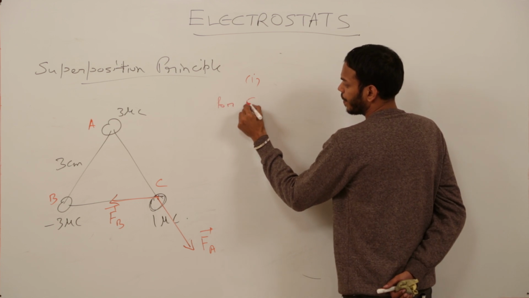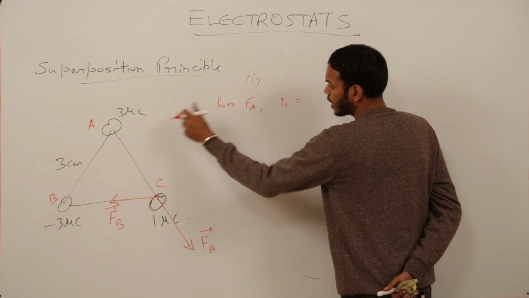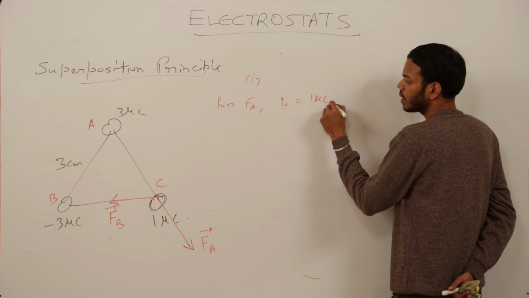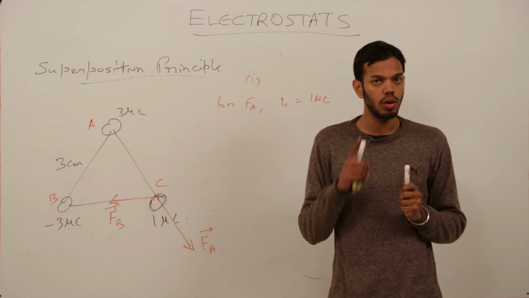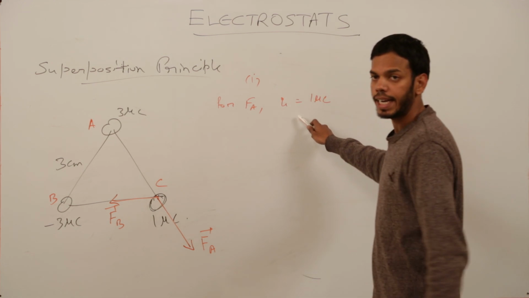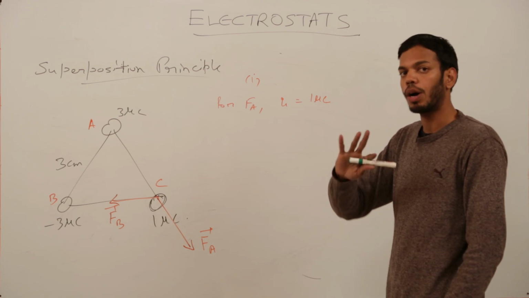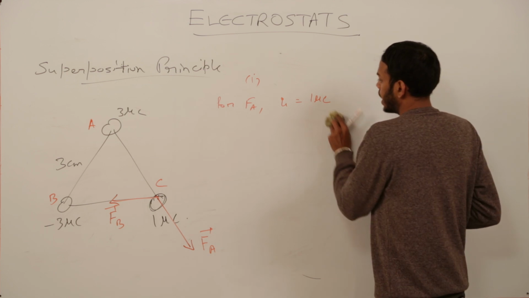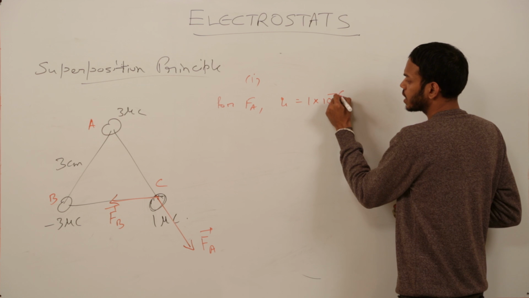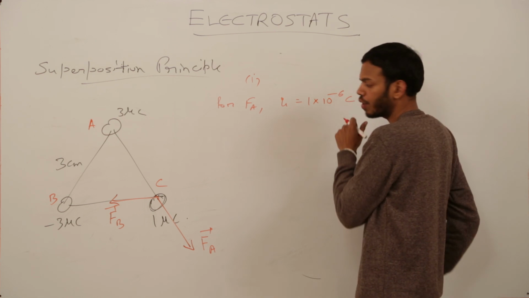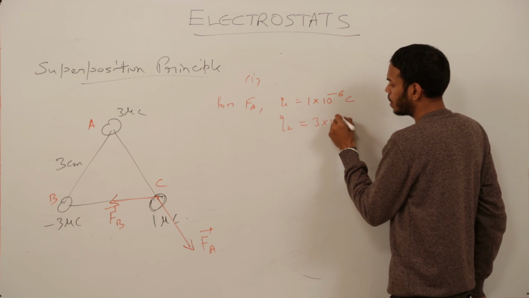For Fa, Q1 equal to 1 microcoulomb. Whenever you write these values while doing your paper, never write what I just did. Q1 is equal to 1 microcoulomb. Somehow you will make a mistake. Write Q1 equal to 1 into 10 raised to the power minus 6 coulombs. This is the right way of writing. Q2 equal to 3 into 10 raised to the power minus 6.